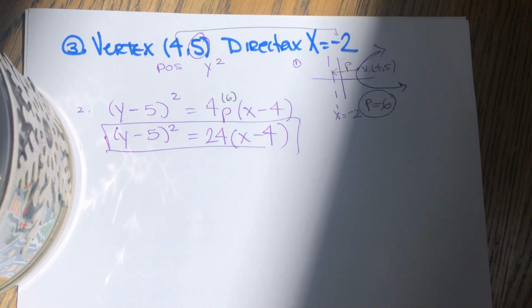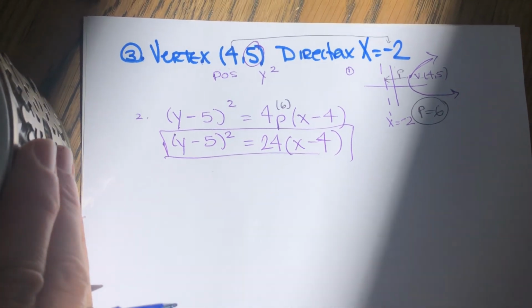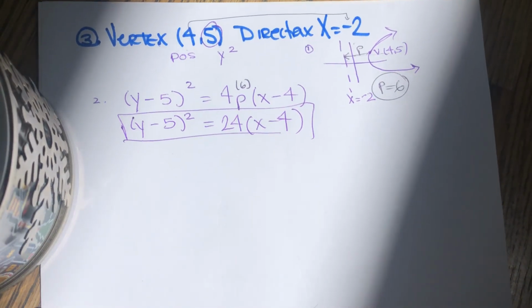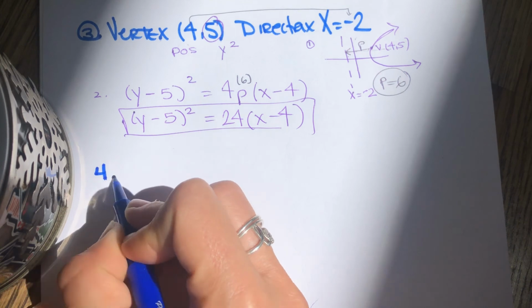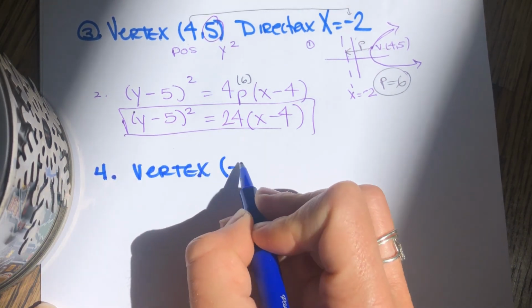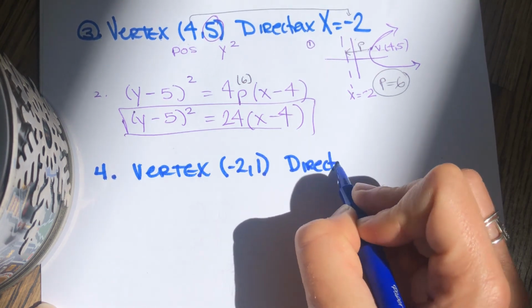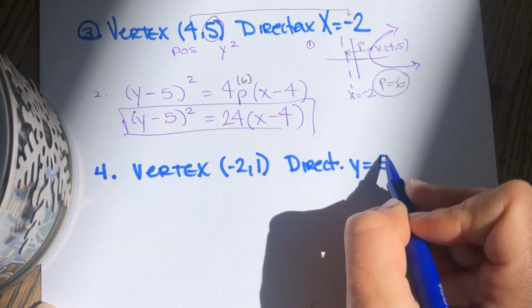Okay? All right, let's do one more so you guys can be done. I have to keep moving because the sun's moving on me. All right, so number 4. We got vertex (-2, 1), directrix y equals 5.